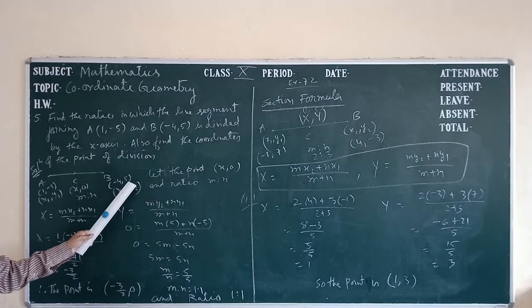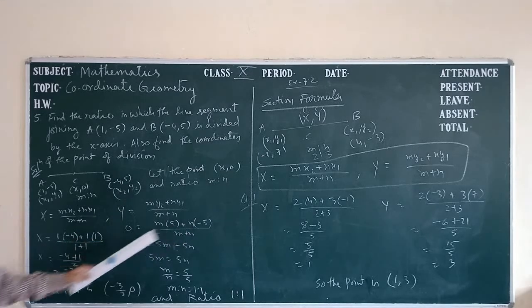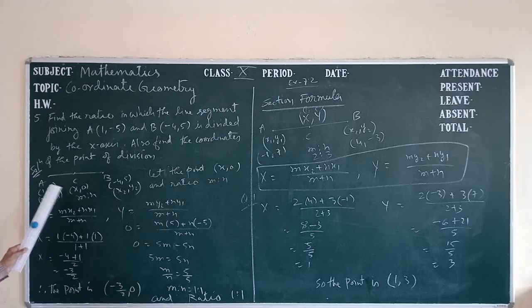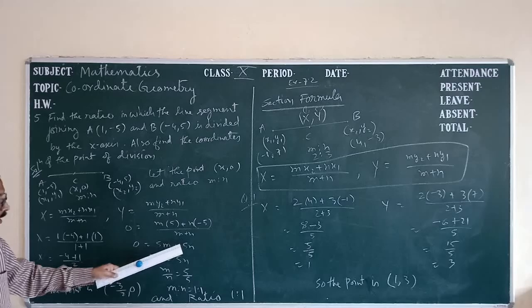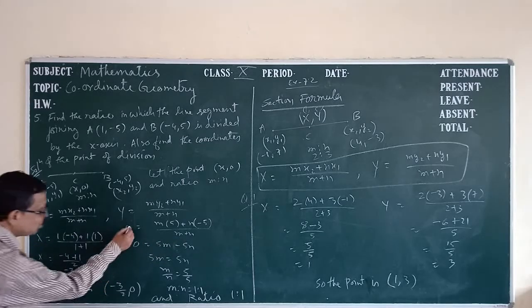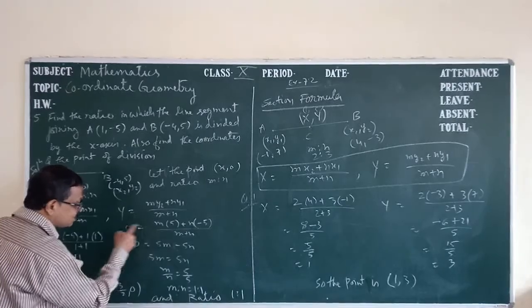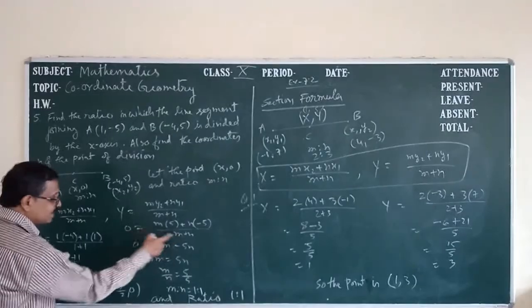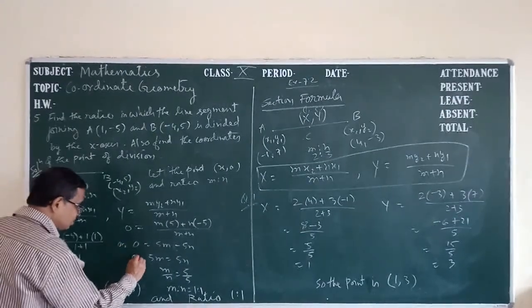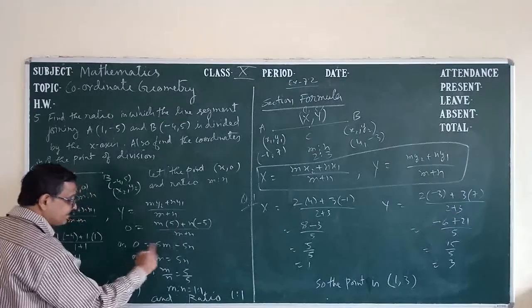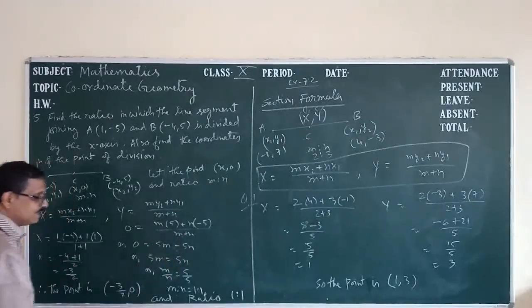So m into y2 means 5m, plus n into y1. Y1 is minus 5, upon m plus n, because we don't expand m and n. Now we do the cross multiplication. So 0 into (m plus n) means 0. So 0 is equal to 5m minus 5n.